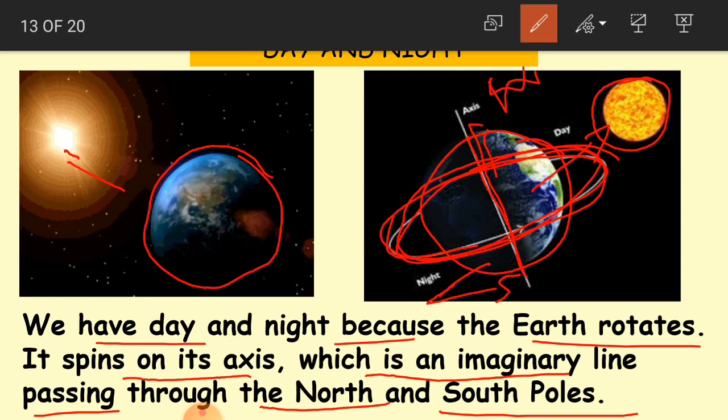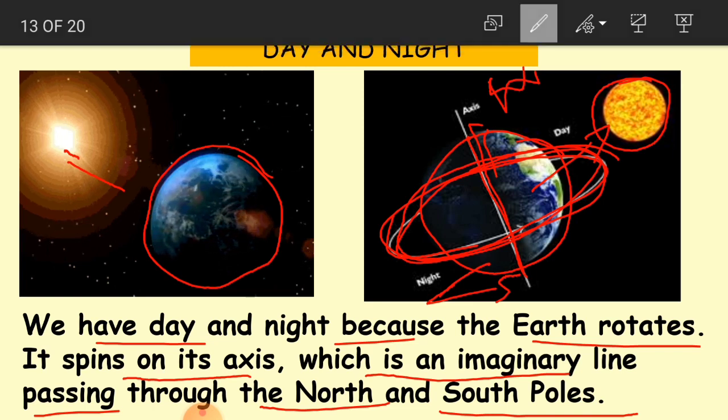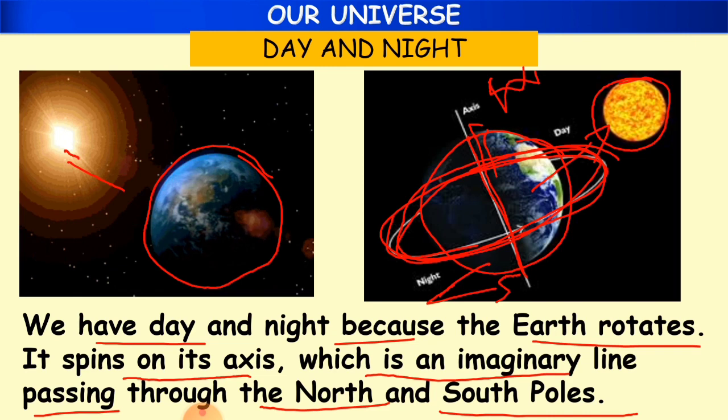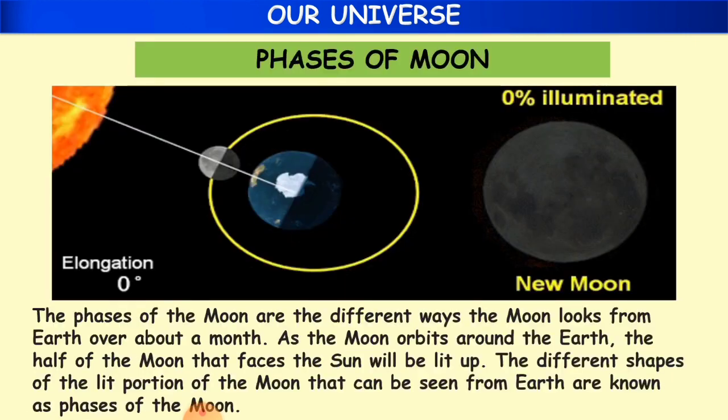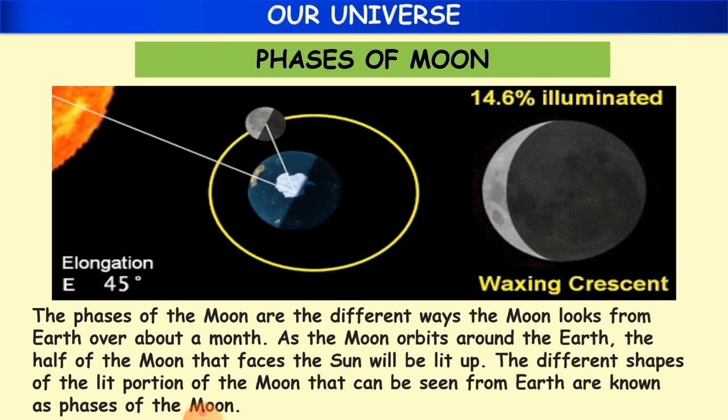Okay, children, see, for example, here in India, when we will be having day, in Western countries like USA, they will be having night. The same 24 hours, but they have the night and we have the day. So same like that, we will be having day and night in every place according to the rotation of the earth, children.